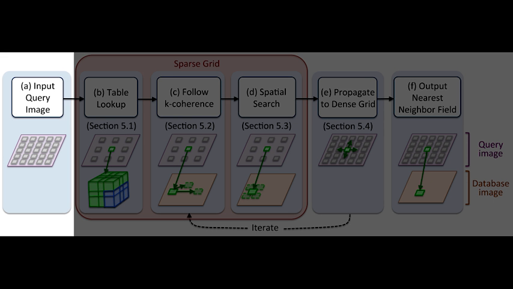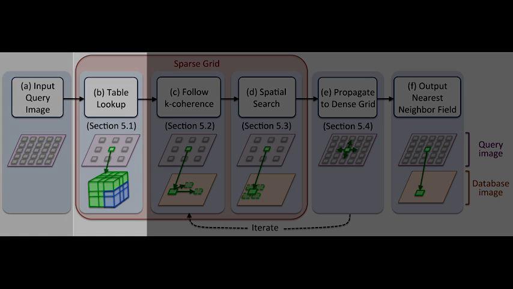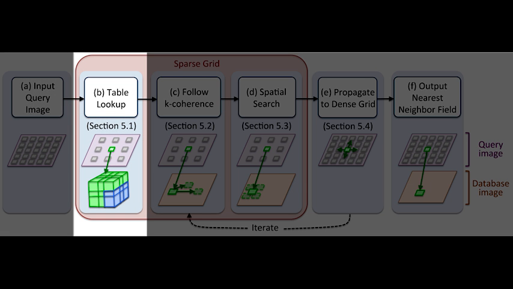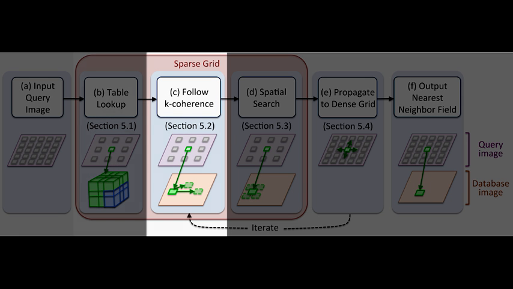We want to know for each patch in the query image what is its approximate nearest neighbor in the database. We do this by first looking up a nearest neighbor in the table, which provides a good initial guess. We can then improve this initial guess by trying correspondences from the k-coherence mapping.